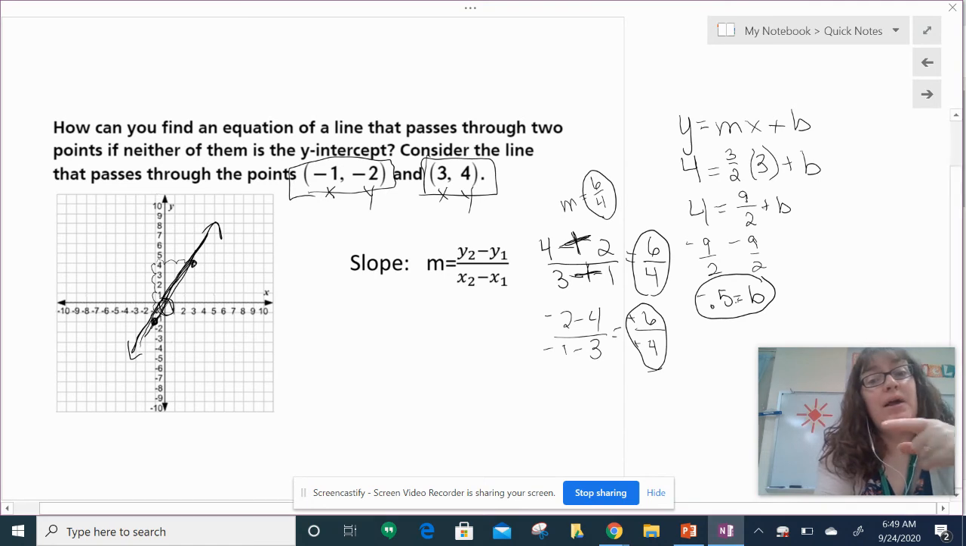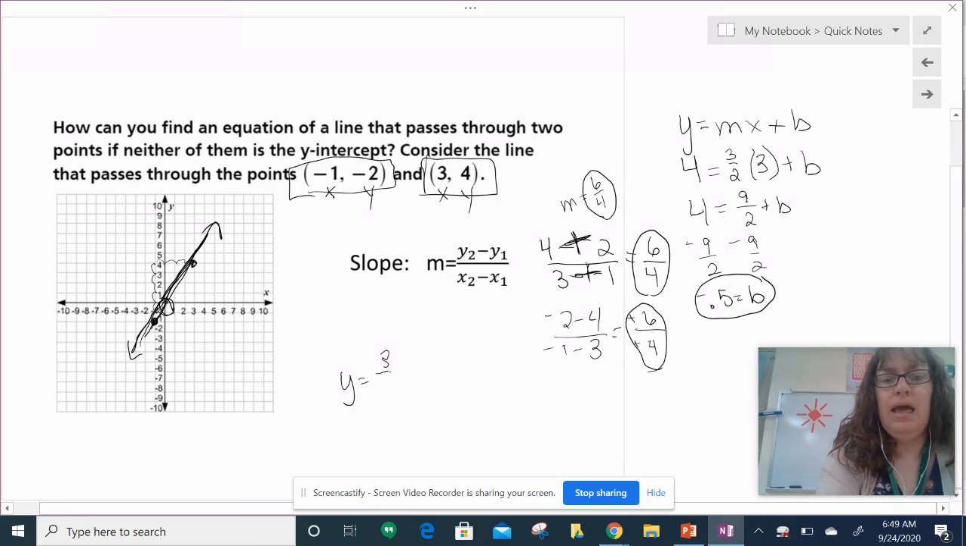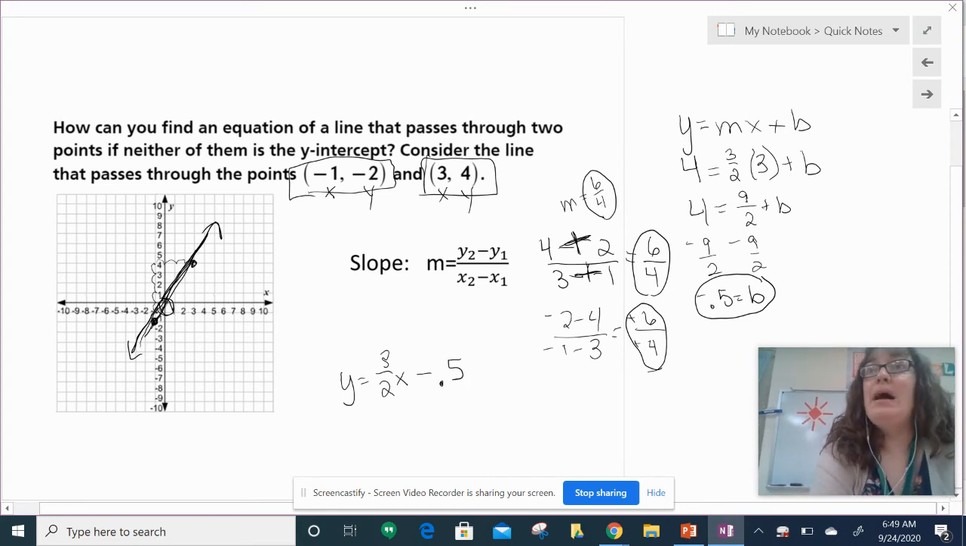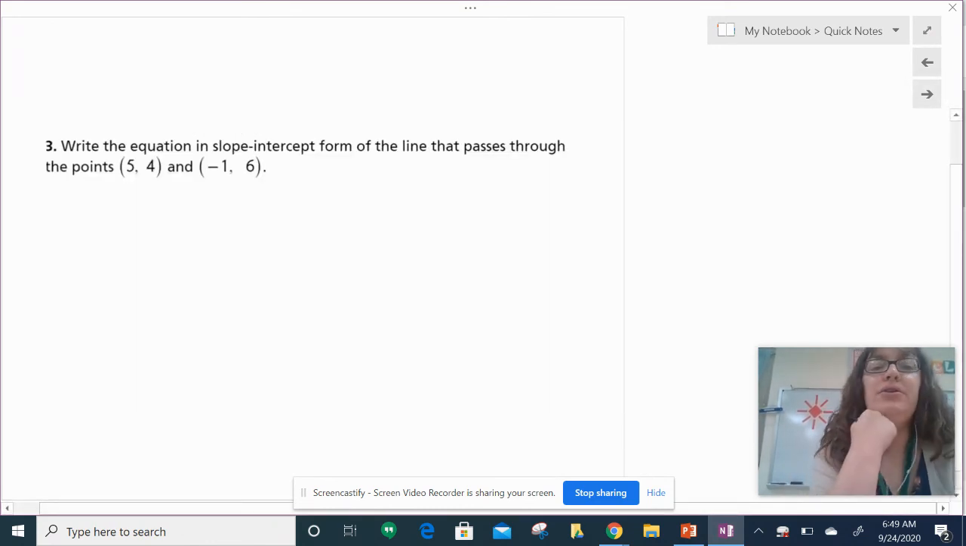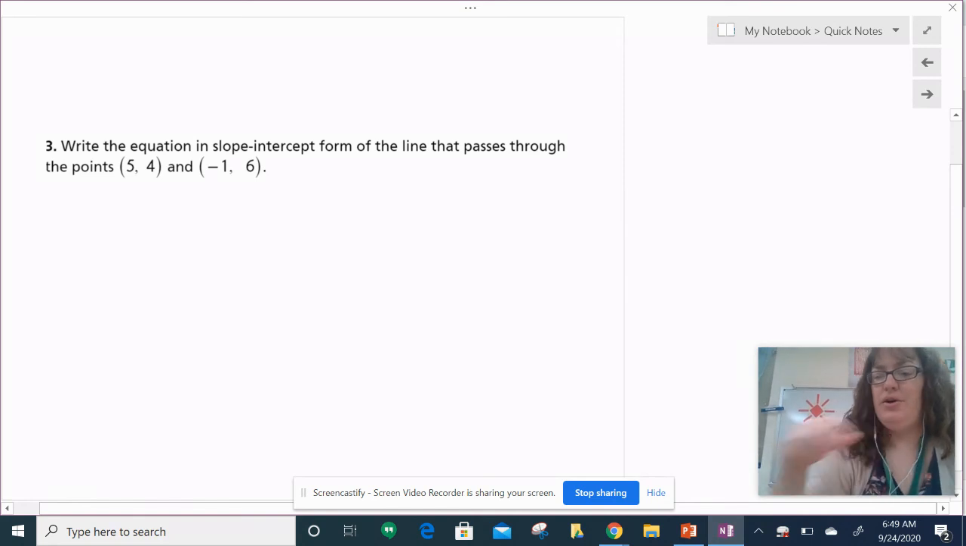All right, so now I know my slope and my y-intercept, so I'm going to write y is equal to 3 halves x and then minus 0.5. You could also write that as -1/2. So this one took a little bit more work, but we were able to find the slope and the y-intercept. So why don't you take a minute and try this one on your own?